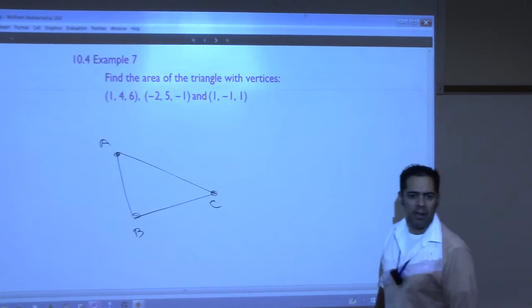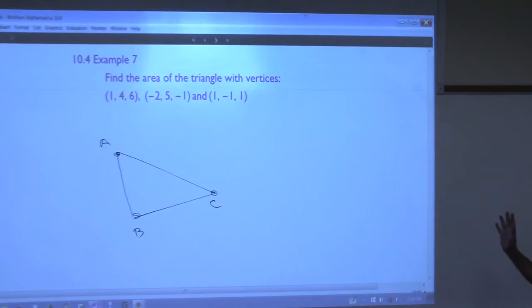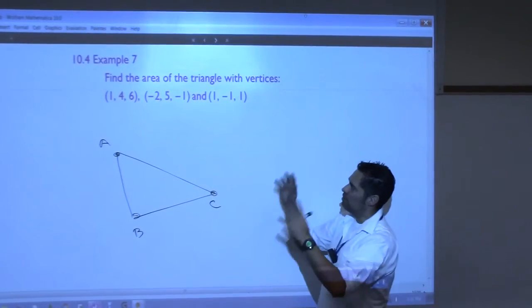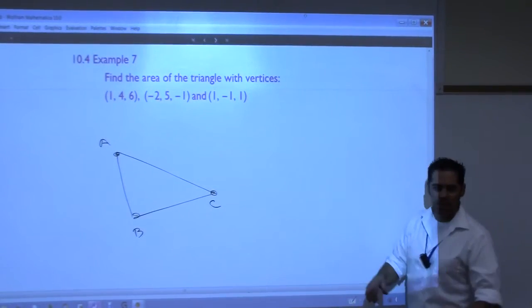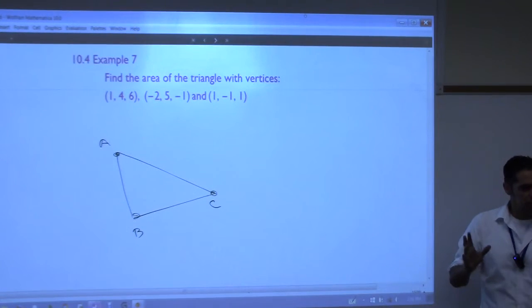How am I going to find the area of this triangle? Imagine if you walked in the first day of class and someone said, hey, here are 3 points in 3-dimensional space, find the area of the triangle created by those. That'd be a challenging problem.